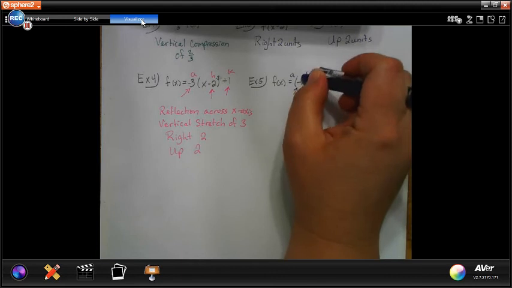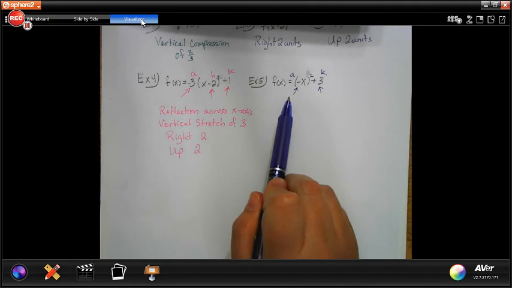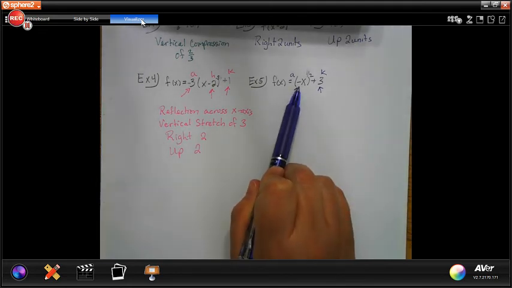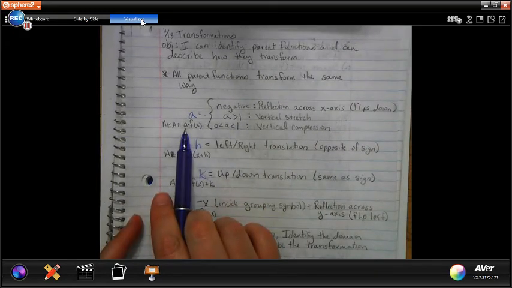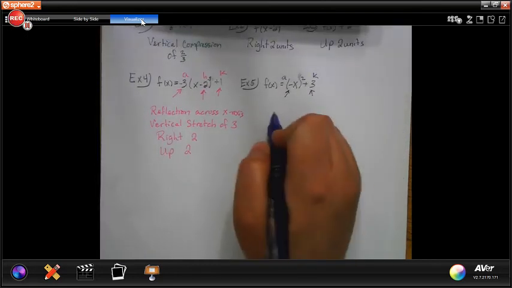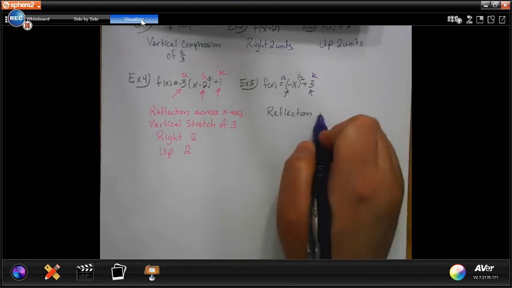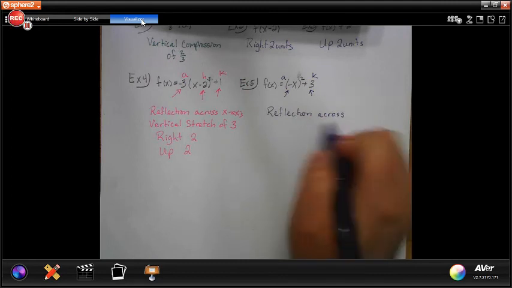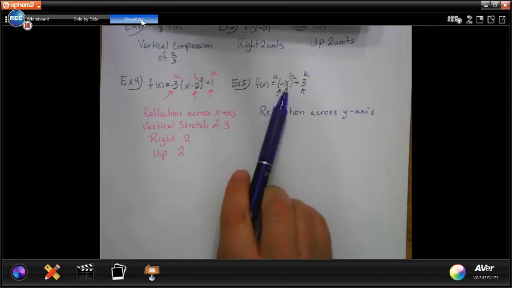Let me erase this H because it looks weird. There. Now it just looks smudgy. That negative is in the parentheses with x. So we have a specific thing for that. Because this is A. A is not in the grouping symbol with x. This one is -x inside the grouping symbol, and that's what we have. So it's a reflection across the y-axis. And that deals with this negative.